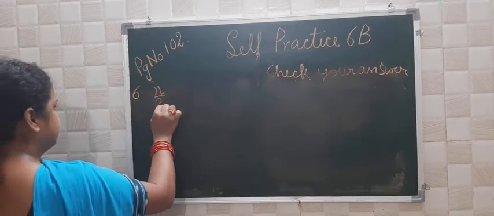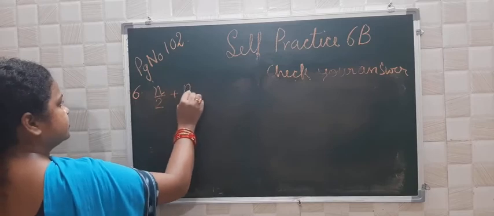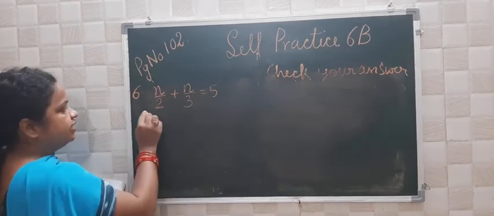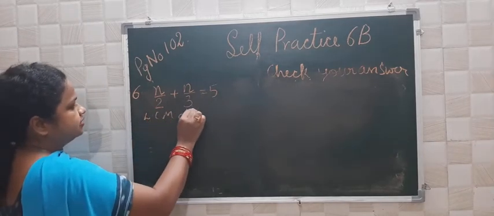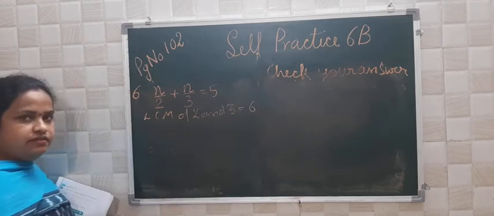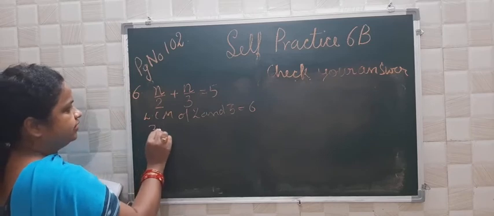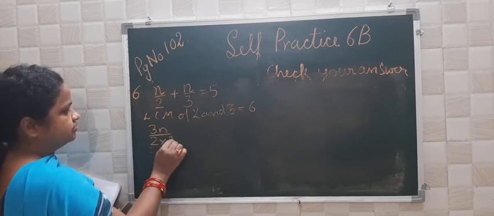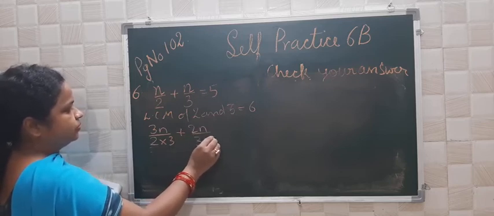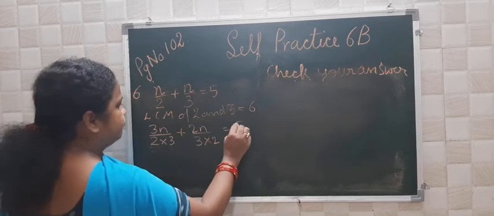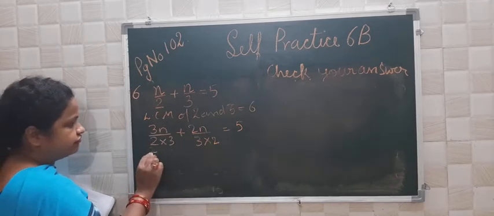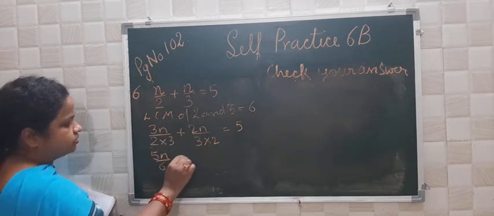n by 2 plus n by 3 is equal to 5. So first of all, what you will do? You will find the LCM of 2 and 3, which is equal to 6. Okay. Now 3n, 2 into 3, plus 2n, 3 into 2 is equal to 5. Now see here, base becomes 6 and 3n plus 2n, 5n upon 6 is equal to 5.